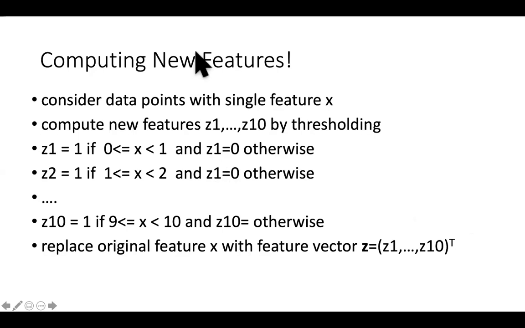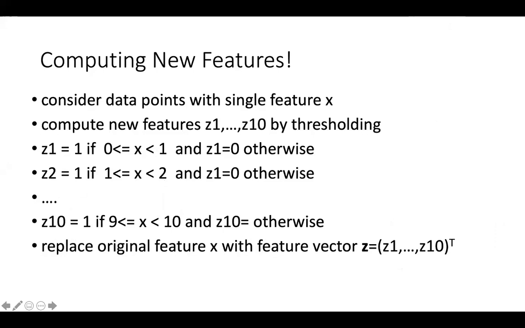So there's one quiz question that is related to constructing new features. So assume we have a data point with a single feature, like one day. So one data point represents one day. And then we can construct out of nothing, in some sense, new features. So we can construct new features by just thresholding the original feature value. So we can say we create a new feature z1, which is equal to 1 if and only if x is between 0 and 1. Then we create another feature z2, which is 1 if and only if x is between 1 and 2. And so on and so forth, we create here 10 new features. And then we replace the original feature with a new feature vector c, which contains the 10 features c1 till c10.